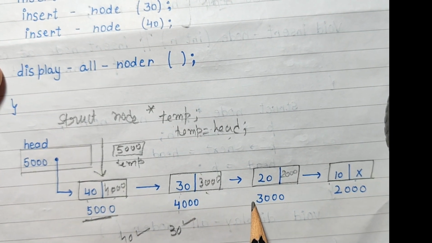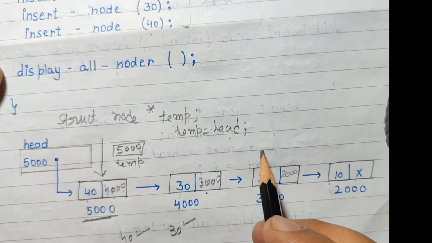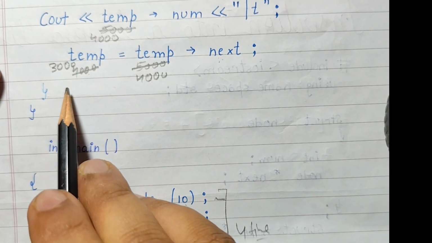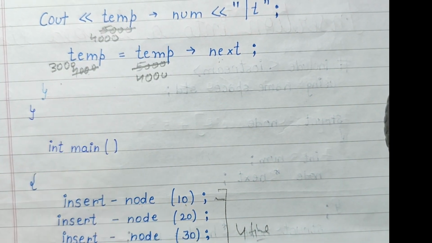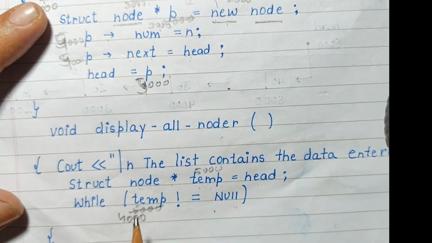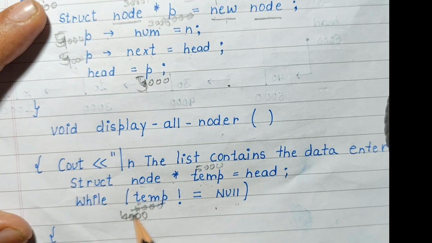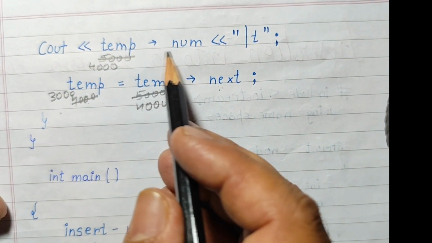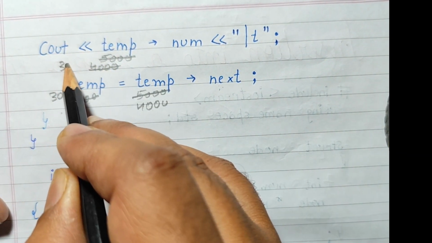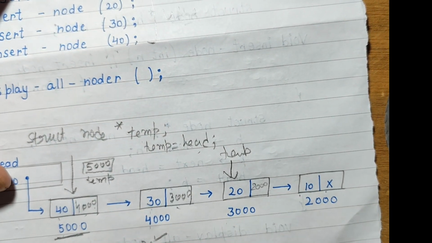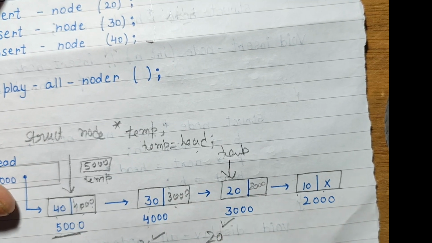Now temp points to which location? Temp points to this 3000 location because temp has the value right now 3000. Now again we check the condition while temp is not equal to null. Right now temp has a value 3000. 3000 is not equal to null, condition true. Now cout temp of num. Now temp has a value 3000. What is the value of 3000 of num? 3000 of num is 20. It means 20 will be displayed.